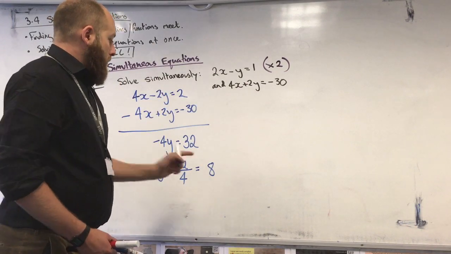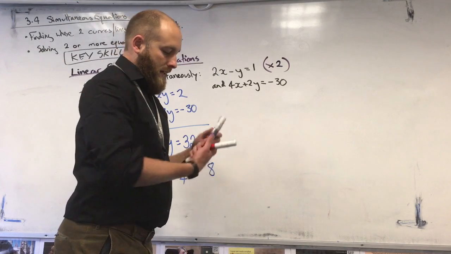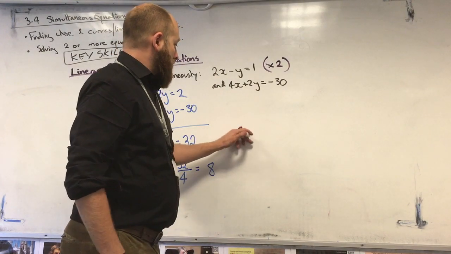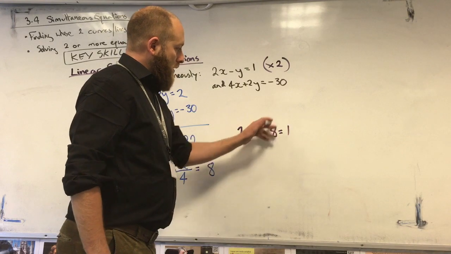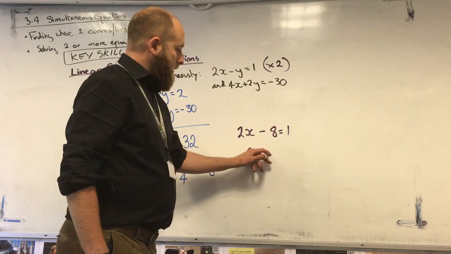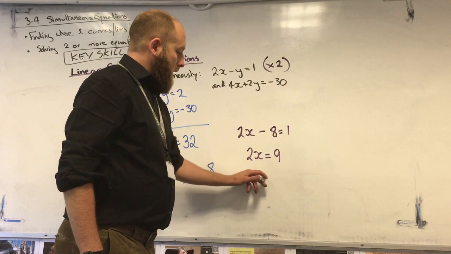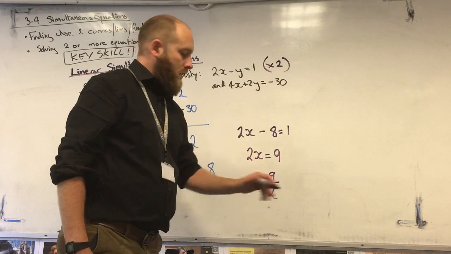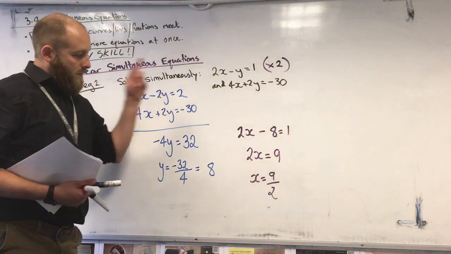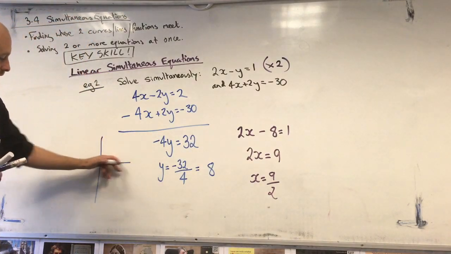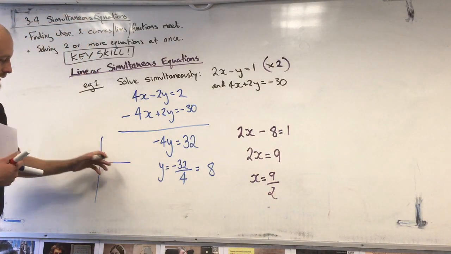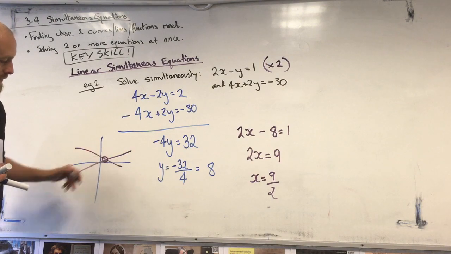So if we put this back up to here, we get 2x minus y, which is 8, equals 1. Add that to each side, so 2x equals 9, so x equals 4.5. Okay, so that's linear simultaneous equations, which works for when you've got two lines crossing on a graph. That's how we solve them.